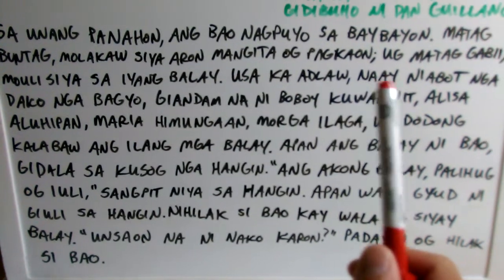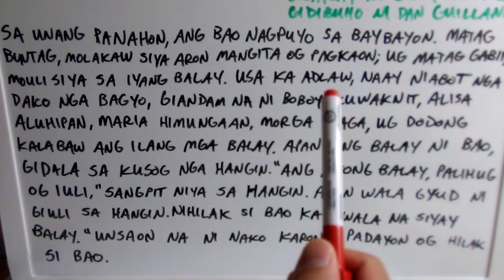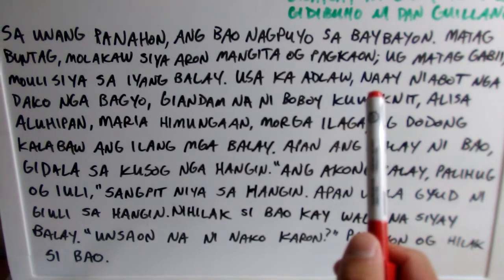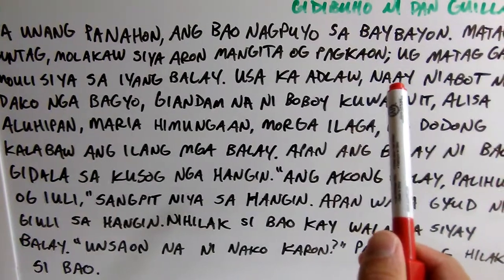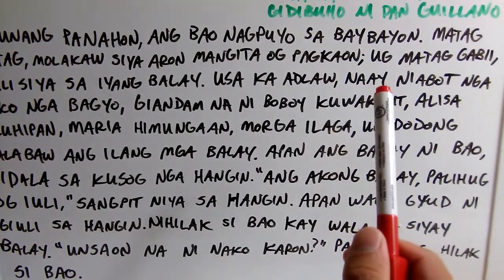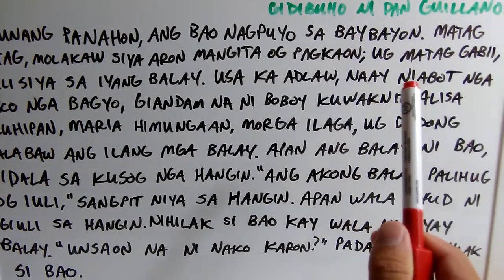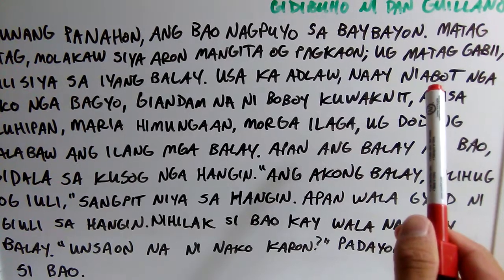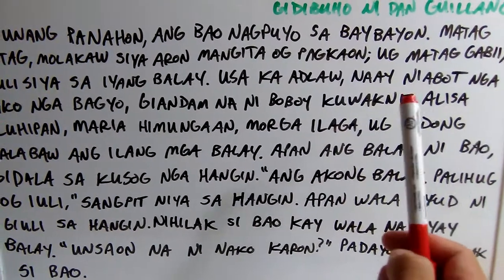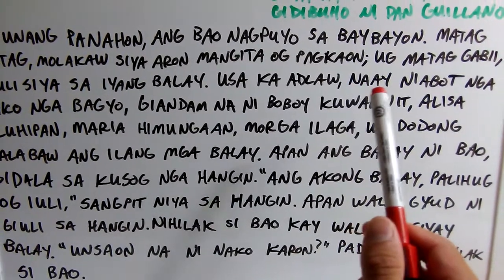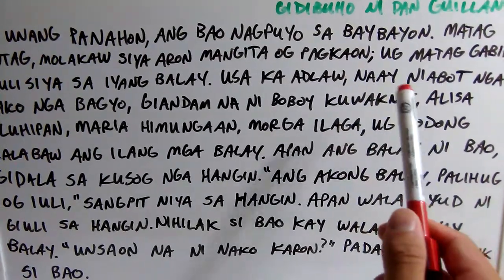Usa ka adlaw naay niabot nga dako nga bagyo. So one day, usa ka adlaw, naay, there is, or to exist. Remember that e ending at the naa, that naa has that little postfix e, the irregular postfix. Naay niabot, niabot. Abot is that root word from this verb here, meaning to reach or to arrive, right? So naay niabot means there was an arrival.